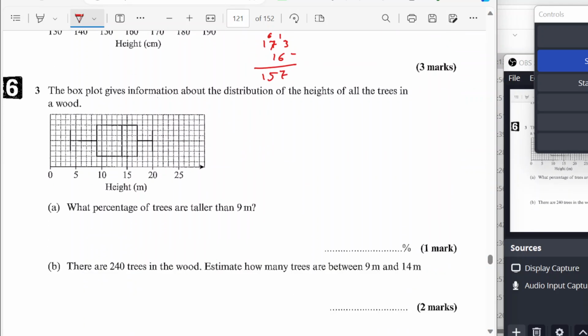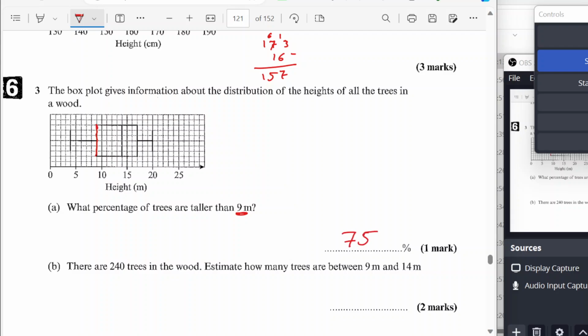For question 3, this box gives information about the distribution of heights of trees in the wood. What percentage of the trees are taller than 9 meters? 9 meters is this point here, which is the lower quartile. So we've got 25% shorter, so we would have 75% taller.